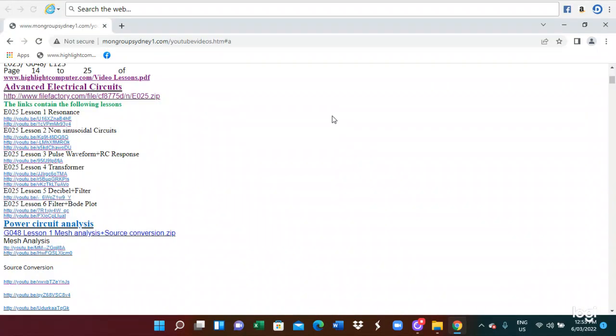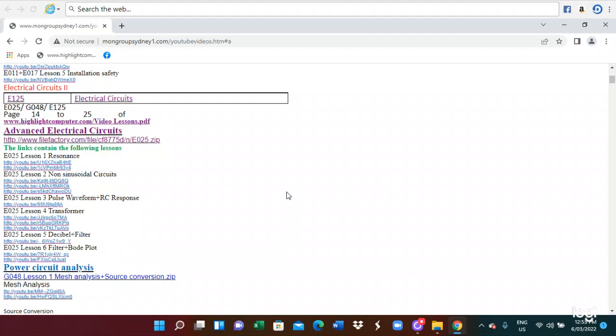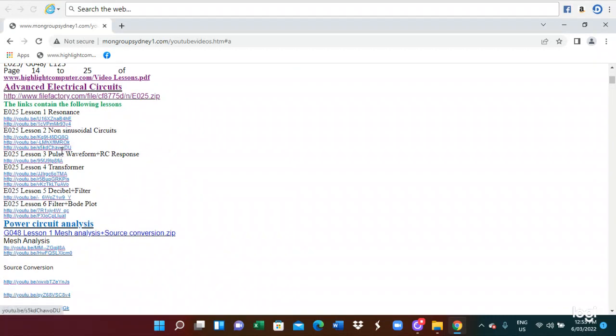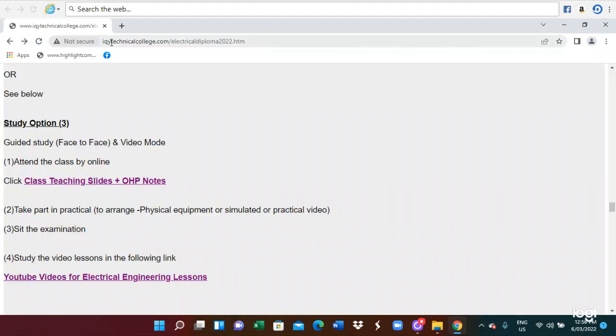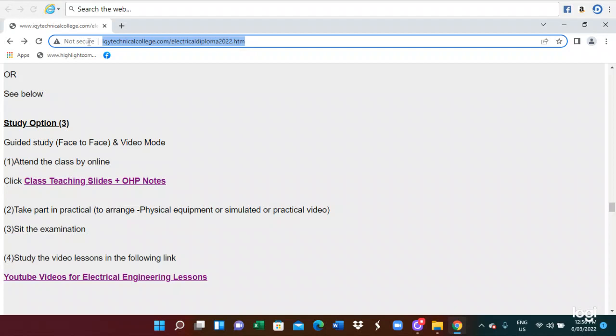Okay, so today's lesson, what I taught you, is E025 electrical circuit. Among the courses, we are talking about the transformer, decibel filter, and filter and bulb block. So how do we get the videos? The site is IQI technical college.com/electrical diploma 2022.htm. This is the site address. When you click electrical diploma 2022.htm, you see the display.